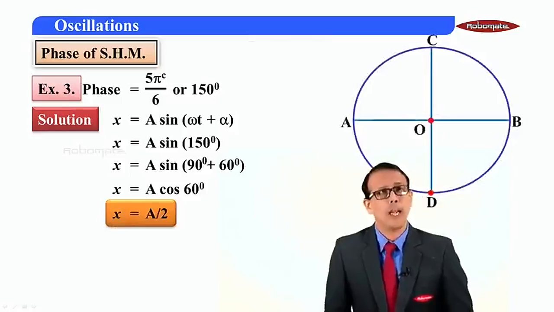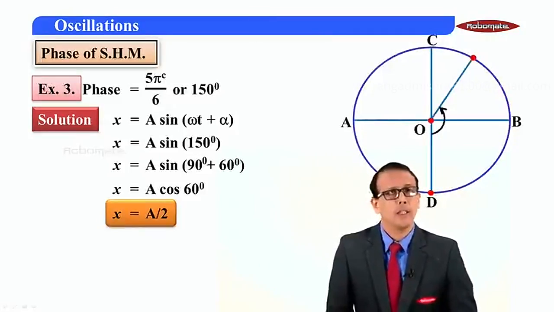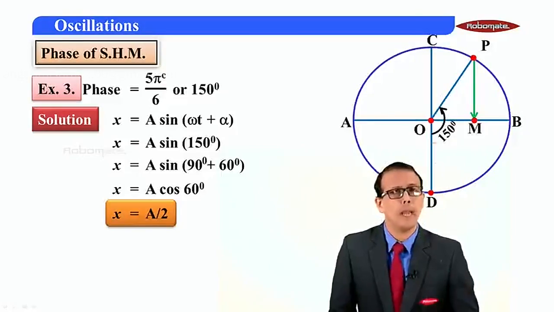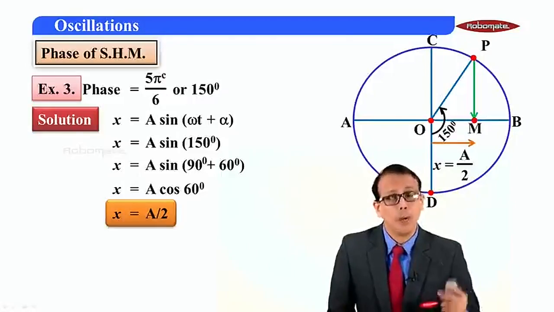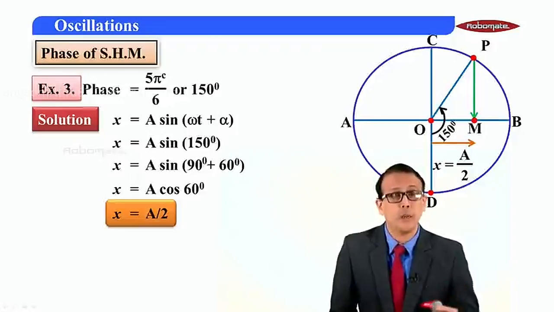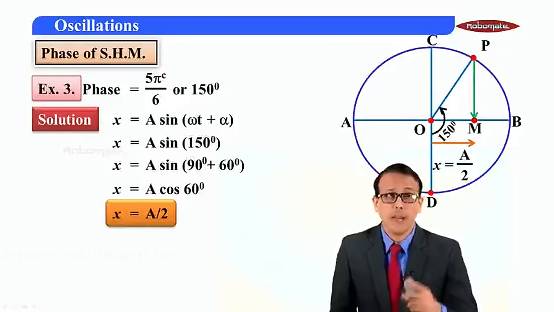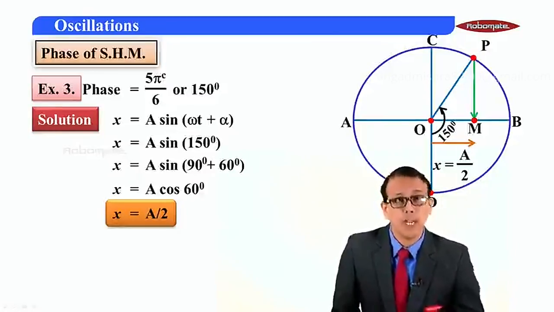From the phasor diagram, how will you go for it? We can clearly see this is our phase, 150 degrees. We drop a perpendicular at particle M and here is our displacement. Now the interesting part: where is the direction of motion? Students, recollect that at phase equal to 30 degrees also the displacement was a by 2, and right now in this case also the displacement is a by 2. But where is the direction of motion?